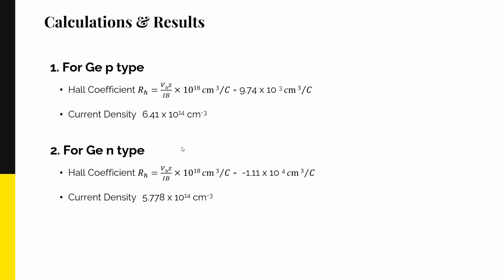So, calculations and results. We have calculated the Hall coefficient RH and the carrier density, Ne, in both cases. For germanium p-type, the Hall coefficient RH turned out to be 9.74 into 10 raised to the power 3 centimeter cube per coulomb, and the carrier density turned out to be 6.41 into 10 raised to the power 14 per centimeter cube. And for germanium n-type, the Hall coefficient RH is minus 1.11 into 10 raised to the power 4 centimeter cube per coulomb, whereas the carrier density is calculated to be 5.778 into 10 raised to the power 14 per centimeter cube.